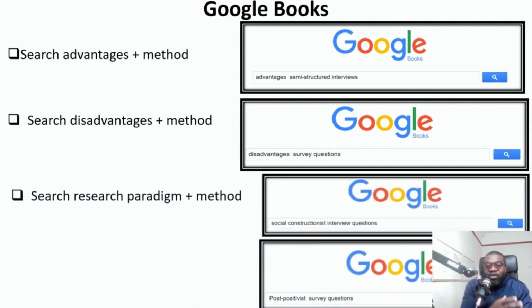And as well, if you want to know how a method is used within a research paradigm, type in the research paradigm and the method. So in this situation, a student wanted to know how interview questions are developed by social constructionists. So she typed this into the search engine. And also, if you're a post-positivist and you want to know how to develop survey questions, type that into the search bar and see what comes up.